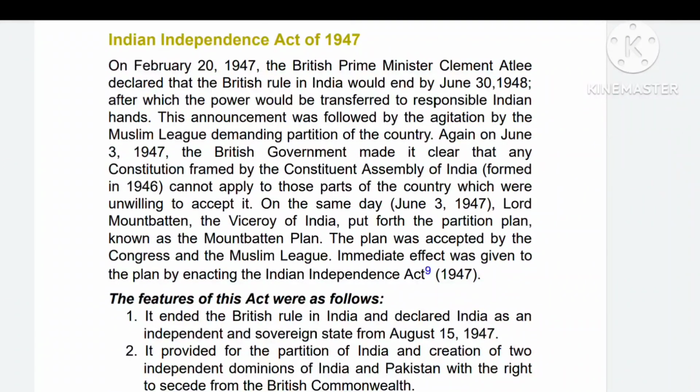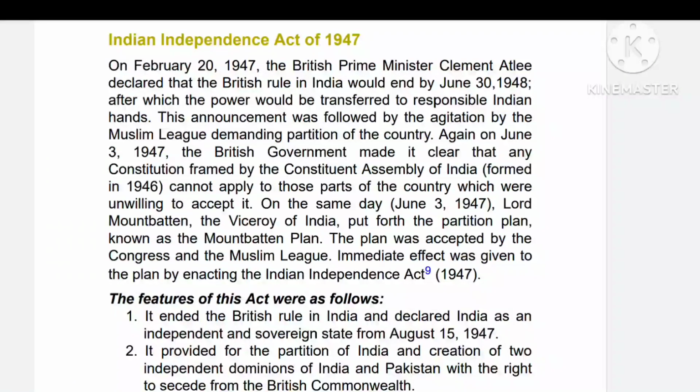On February 20, 1947, the British Prime Minister Clement Attlee declared that the British rule in India would end by June 30, 1948, after which the power would be transferred to responsible Indian hands. The announcement was followed by the agitation by the Muslim League demanding partition of the country.